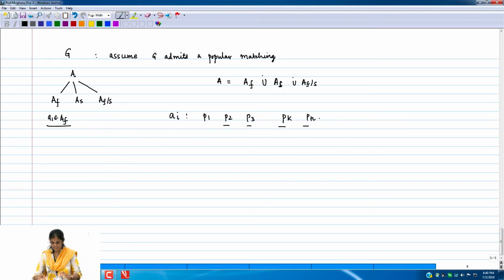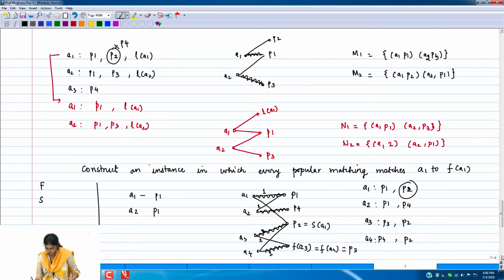So what I am saying is that somebody did all the hard work and, for every applicant, marked the post that applicant can get in some popular matching of the instance. Just to make this concrete, what are the underlined posts for A1 in this instance? P1 alone, because that was our goal. What are they for A2?